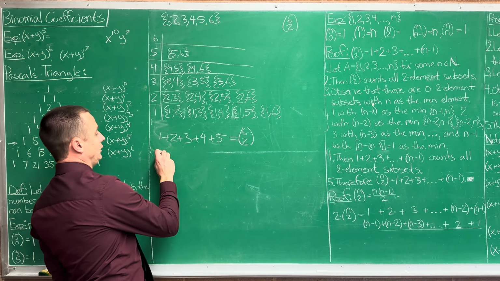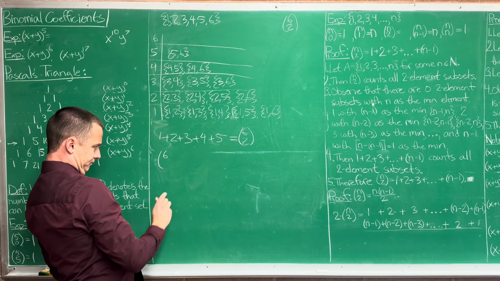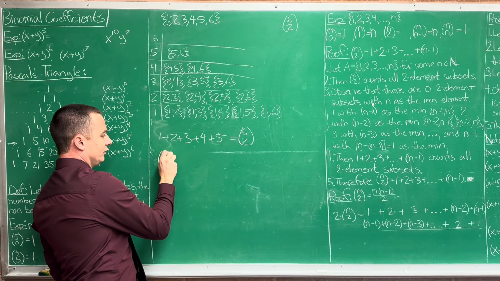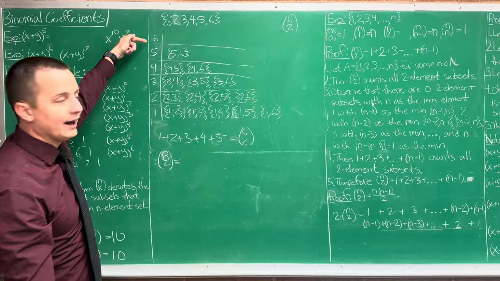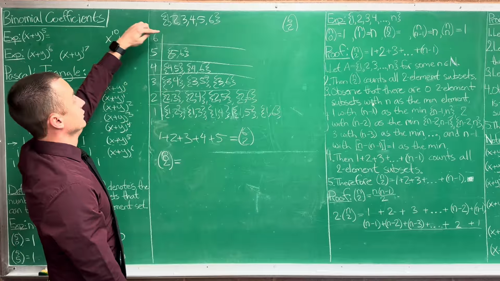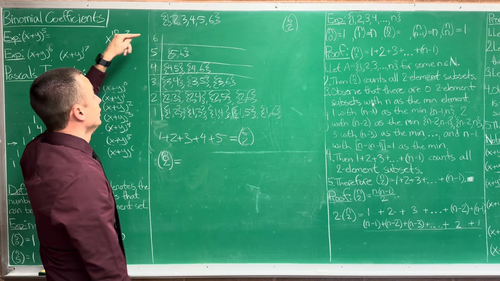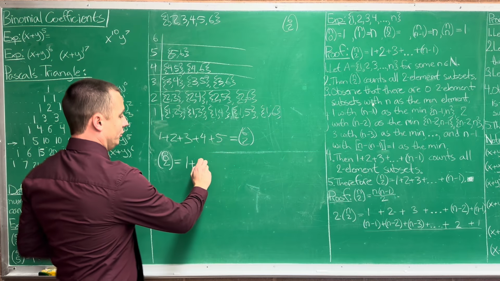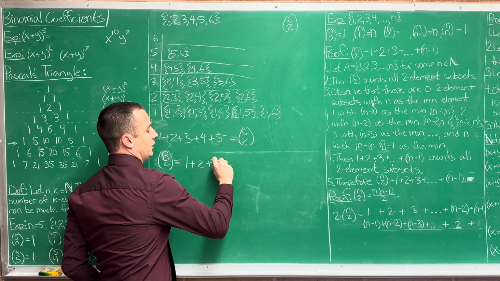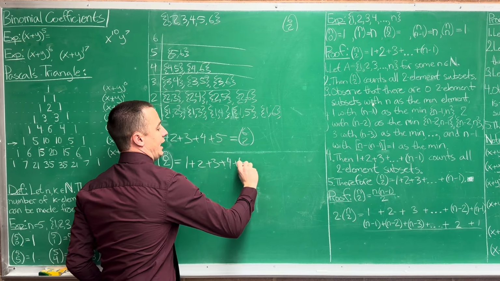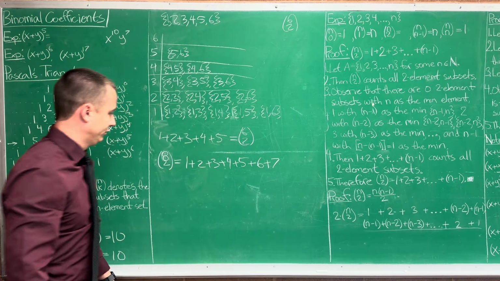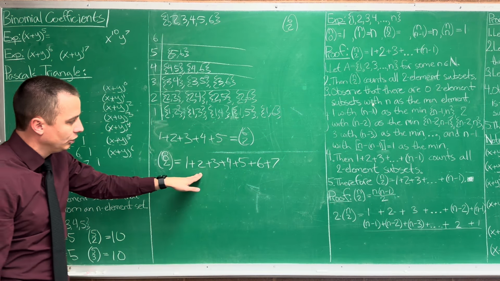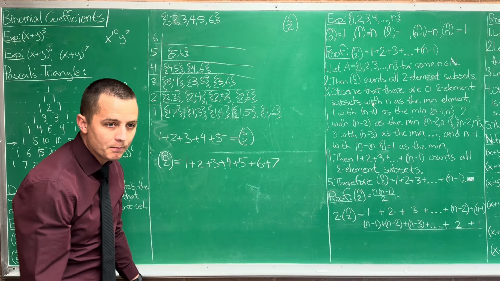So if I were to ask you to look at something like, not 6 now, something like 8 choose 2, what would that be? We do the exact same thing. We have 0 where 8 was a minimum element, 1 where 7 was a minimum element, 2 where 6 was, 3 where 5 was, 4 where 4 was, 5 where 3 was, 6 where 2 was, and 7 where 1 was. And so 8 choose 2 would be 1 plus 2 plus 3 plus 4 plus 5 plus 6 plus 7.